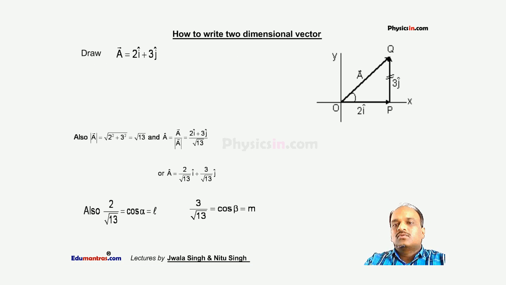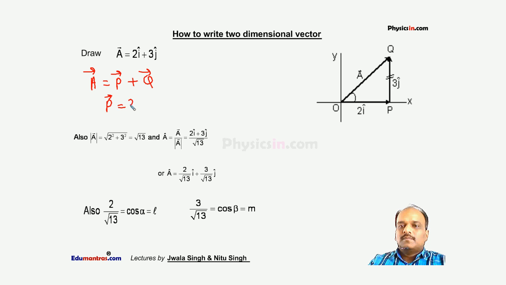Now, how to write a two-dimensional vector? As here we have discussed how to write 2 i cap, how to write 3 j cap. Now we'll discuss how to draw vector A, which is equal to 2 i cap plus 3 j cap. Now this vector A can be written as vector P plus vector Q. Now vector P here is 2 i cap and vector Q here is 3 j cap. This is P and this 3 j cap is Q.